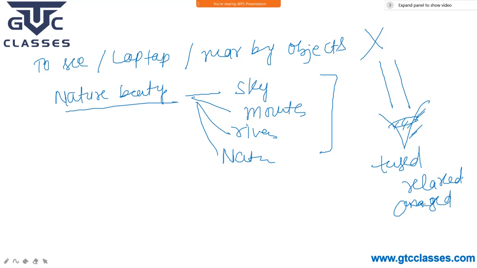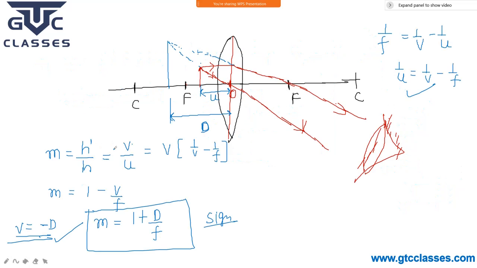Why? Because our eye is designed. So what we want actually is that, whatever image is coming, see what is happening: this lens has created the image which is here. Now this image is actually at some far or near distance from the eye.